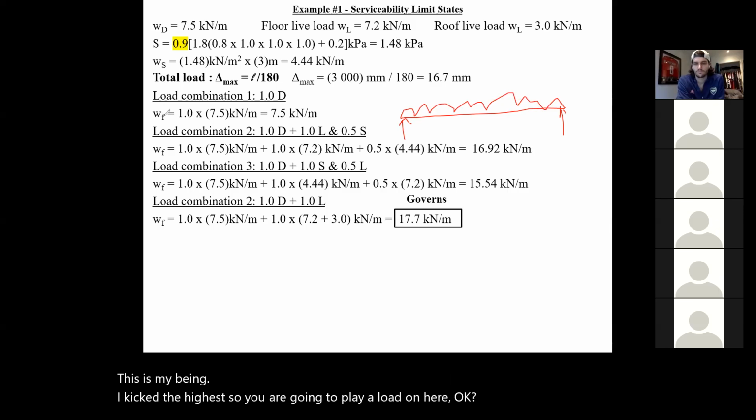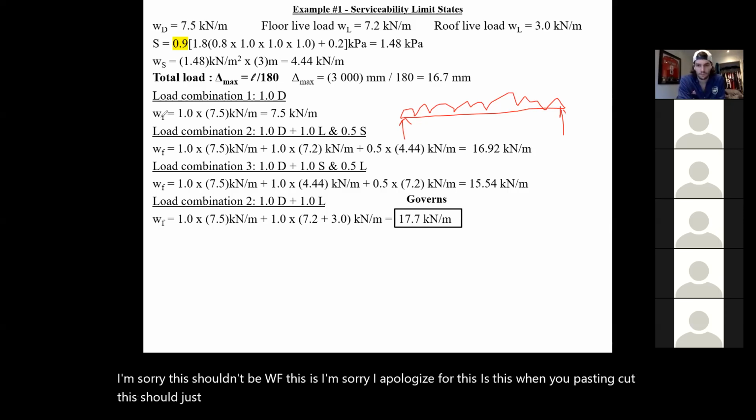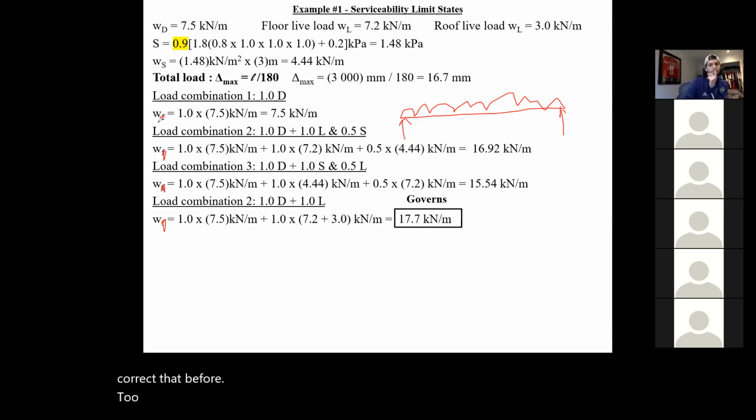I'm sorry, this shouldn't be WF. I apologize for this. This is when you paste and cut. This should just be W, guys. I apologize for that, okay. This is wrong. I'm going to correct that before too late. This is wrong. It should be W.